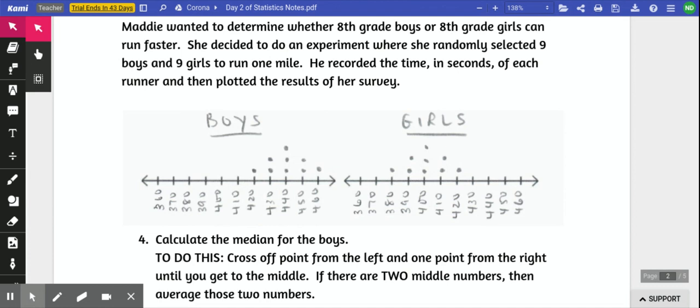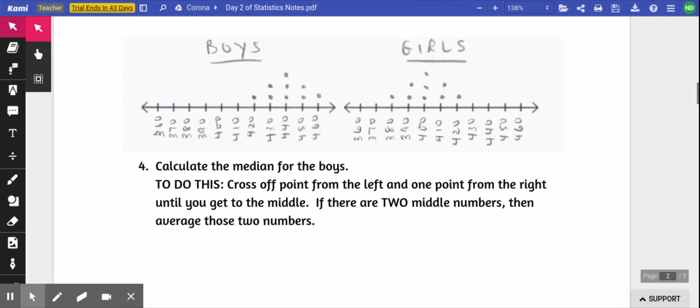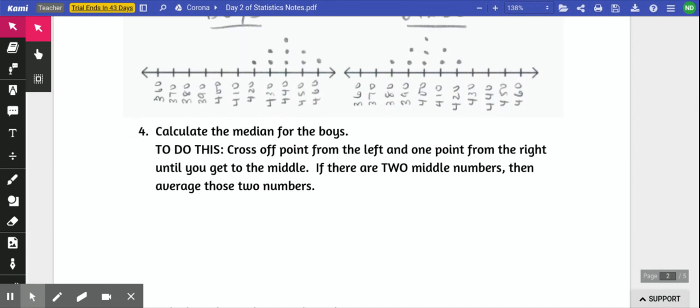But now question 4 wants us to calculate the median for the boys. Now remember what the median is. The median is the middle number. Now in order to find the median number, I have to follow a 2-step procedure. And the first step was to place my numbers in order from least to greatest. But this is the nice thing about dot plots: dot plots are kind of on a number line here, so they do go in order. So I can actually see my data points that already are in order from least to greatest.